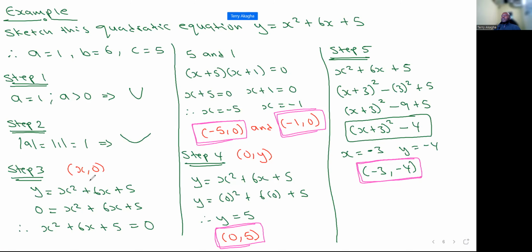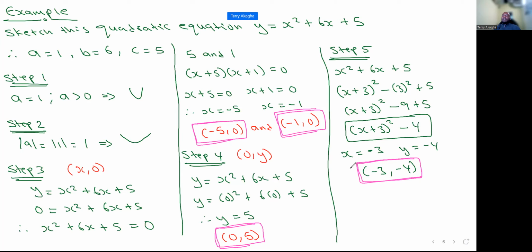So let's plot this graph now. I'm going to use this space to do it. So this is my y-axis, and this is my x-axis. All right, let's start with the first one. We know the graph is going to look like a U. So we're expecting the graph to look like this.